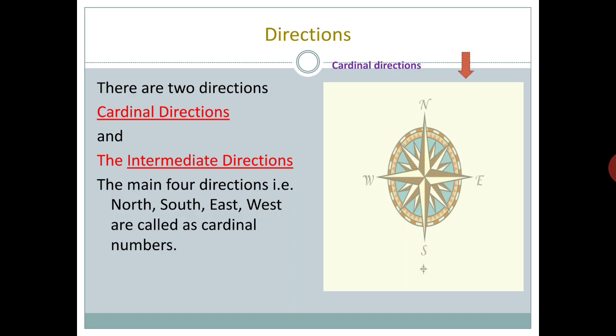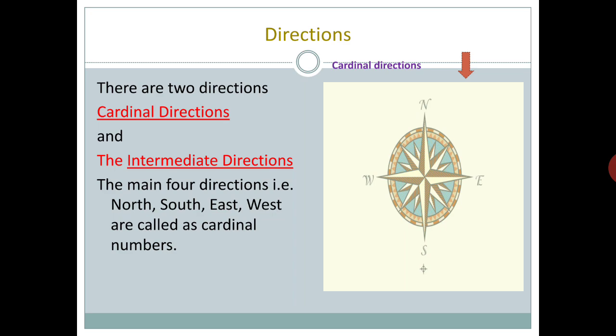Suppose we have to find out Odisha, the state of Odisha, on the India map. So on the eastern side of the map, you can see the Odisha state. Usually in a map there are four directions, that is north, south, east and west. These are called cardinal directions.